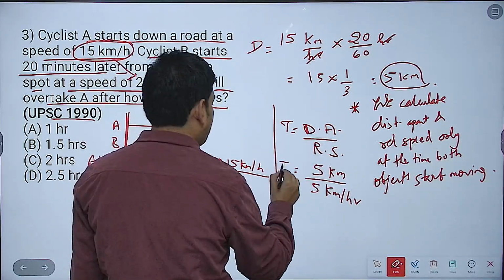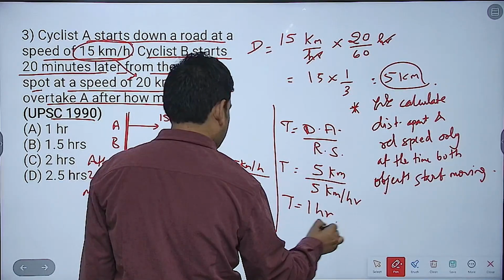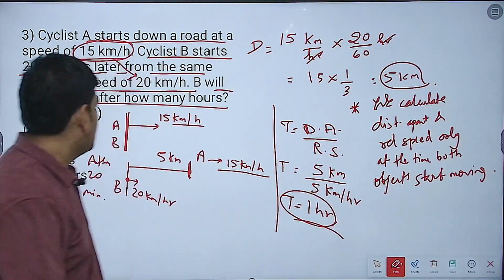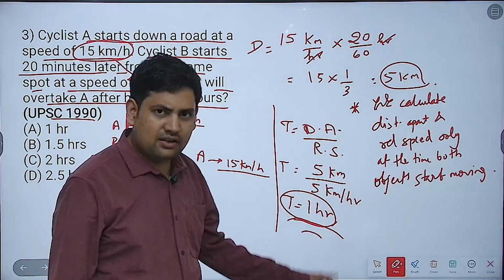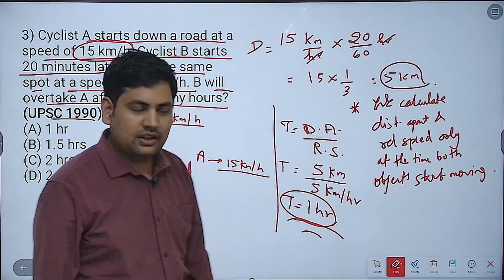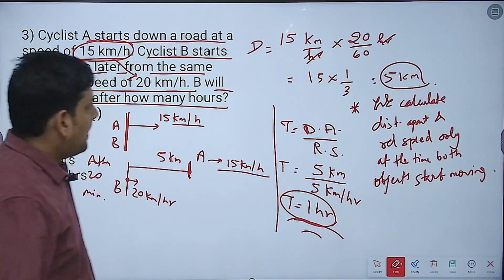So time taken will be what? 5 and 5 cancel out. It will go above, so this becomes time is equal to 1 hour. Now, B will overtake A after how many hours? So what you got? It will overtake A in 1 hour. That's it. So what's the answer you got? You got 1 hour. Simple.